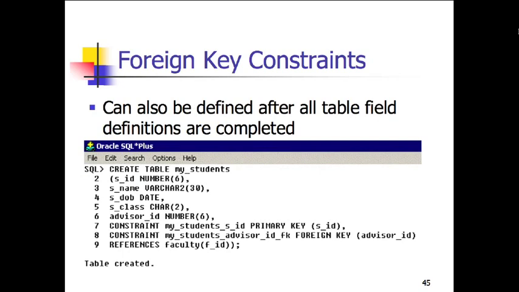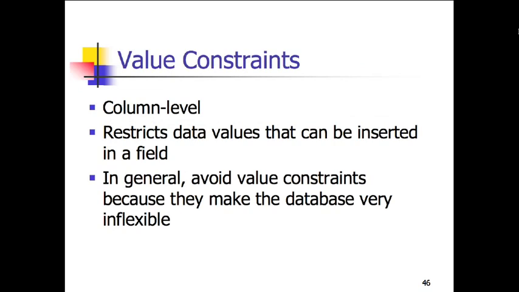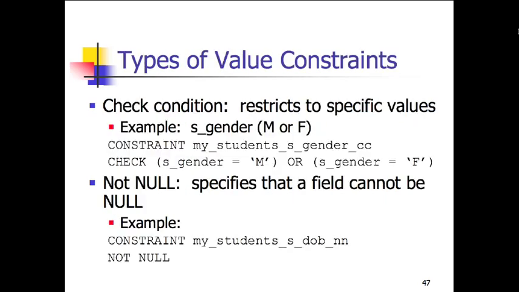All right, so let me skip through a little bit faster here. Foreign key constraints. Actually, this is good timing. Value constraints can be put in as well at the column level to restrict the data values that can be inserted. We want an M or an F. We don't want any other character in there. You want to avoid value constraints because they make the database very inflexible, especially when there's something new. There's probably not going to be a new M or an F, but there might be a new color, or there might be a new something that comes out.